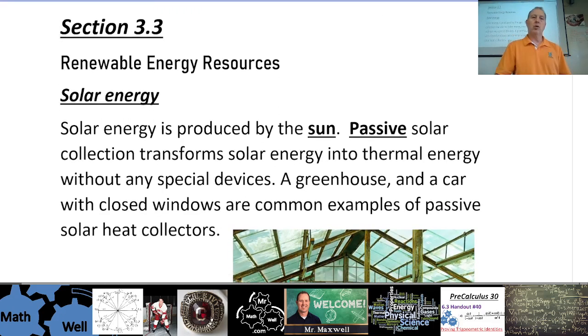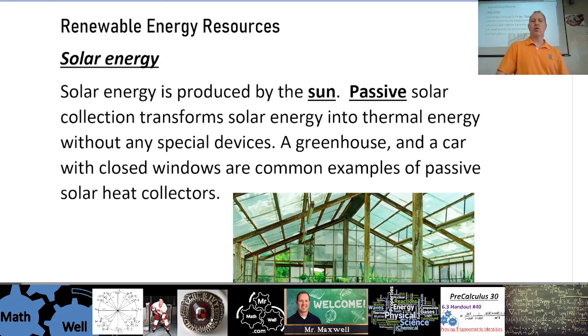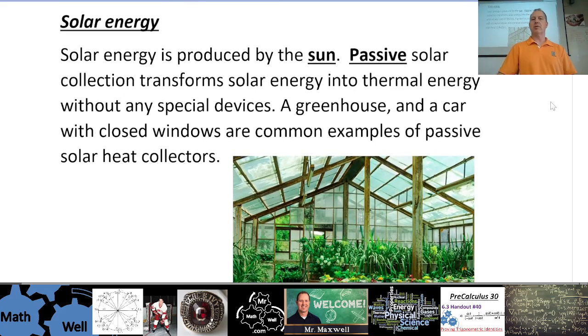Okay. So we've talked about non-renewable energy sources, and now we're going to talk about renewable energy resources. So solar energy is something that we're all familiar with. This is energy from the sun. Solar is sun. Passive solar collection transforms solar energy into thermal energy without any special devices. Examples of this would be a greenhouse or a car with closed windows, right? When the sun's beating on it. That's a passive solar energy collector.